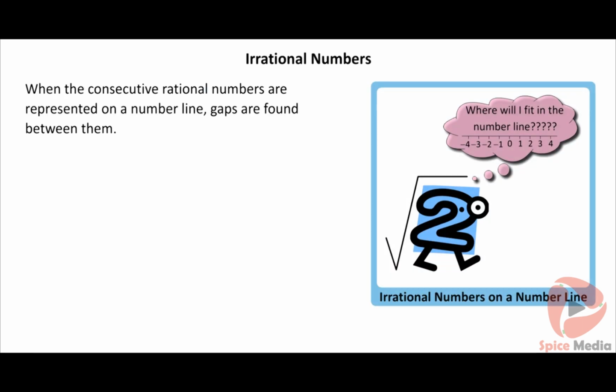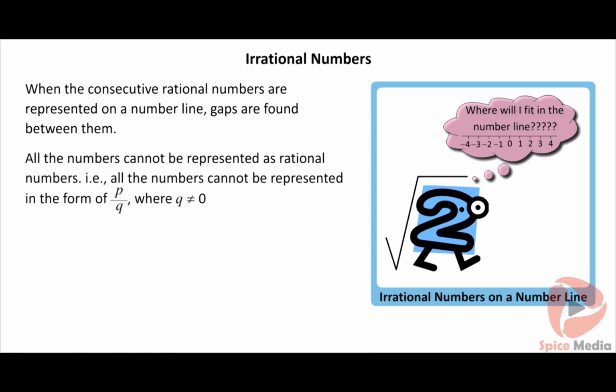When the consecutive rational numbers are represented on a number line, gaps are found between them. All the numbers cannot be represented as rational numbers. That is, all the numbers cannot be represented in the form of p by q, where q not equal to 0.